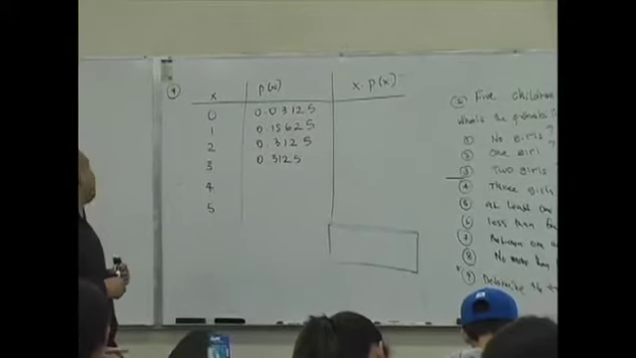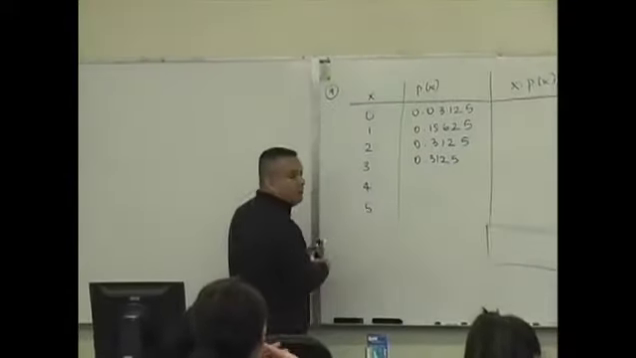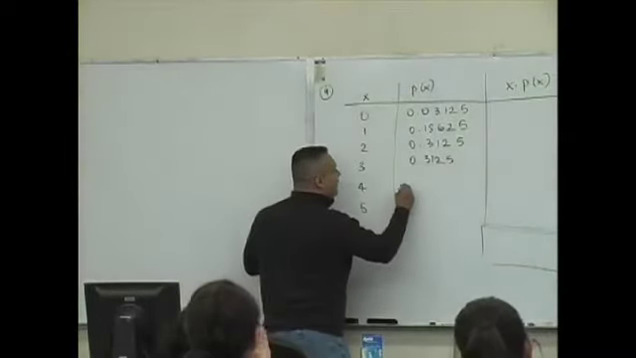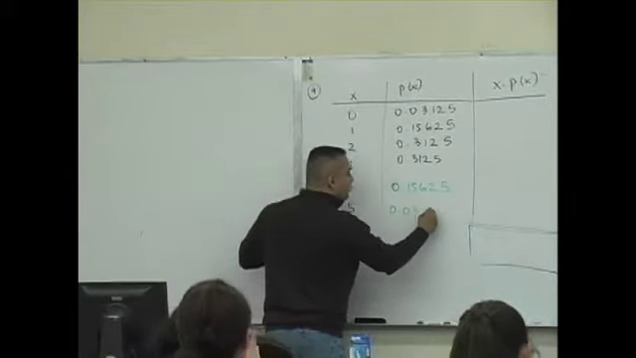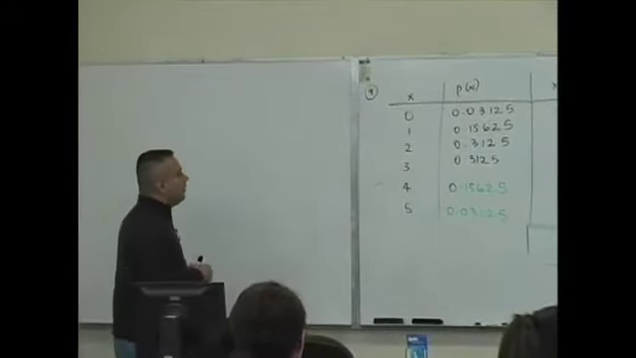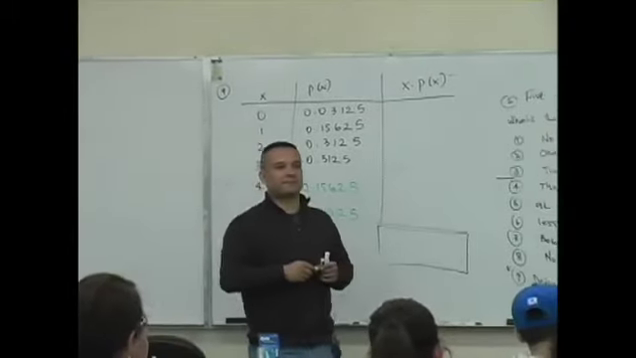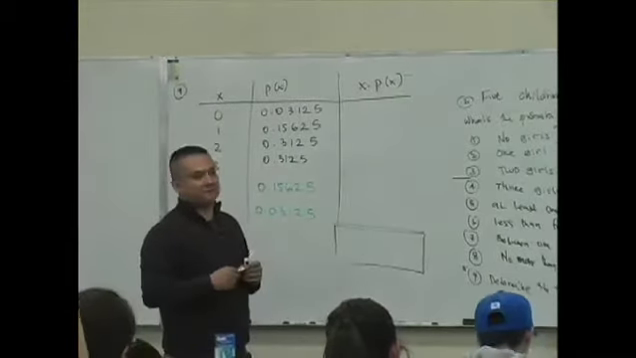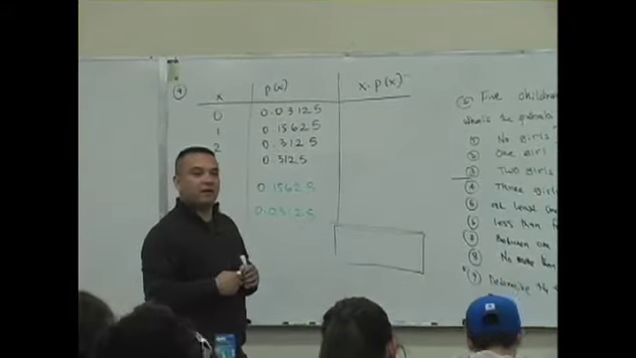So did anybody compute P of 4 and P of 5? Anybody compute them? You guys want me to do it for you? 0.15625 is P of 4. 0.03125 is P of 5. Do you guys know that?